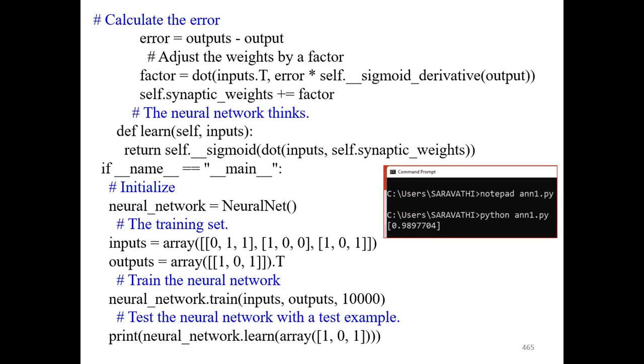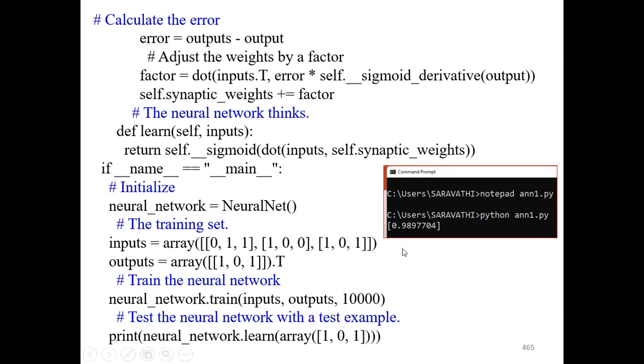Then the training set. See, I am taking inputs 0, 1, 1, 1, 0, 0, 1, 0, 1, and the output array, I am taking 1, 0, 1. So I am calculating with the output value. Train the neural network. I am using the function directly with inputs and outputs, applying 10,000 iterations. Test the neural network with a test sample like 101. Is this pattern there or not? I am finding it in the input data set. I am testing with 101. Is it there or not? Yes. It is calculated as 0.98 output.